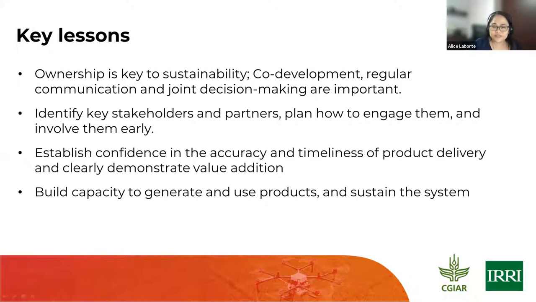Next, establish confidence in the accuracy and timeliness of product delivery and clearly demonstrate value addition. And finally, build capacity to generate and use products and sustain the system. It's not enough for them to be able to generate products on their own, for example, as in PRISM, and they should also be trained on how to use products to improve decision-making.